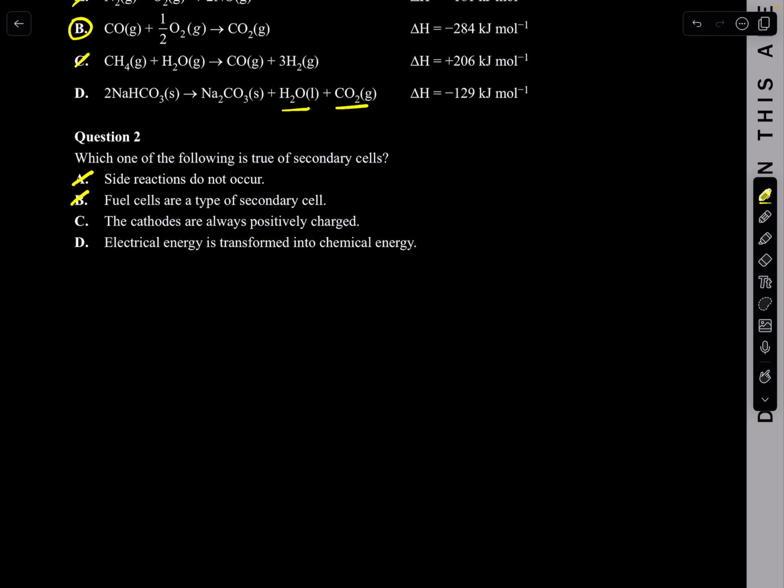C. The cathodes are always positively charged. Rubbish. It depends. If it's acting as a galvanic cell, yes, the cathode is positive. But if it's acting as an electrolytic cell, it will be negative. D. Electrical energy is transformed into chemical energy. Yes, it can. Or it could be vice versa. Chemical energy goes to electrical. So D would be the best here.